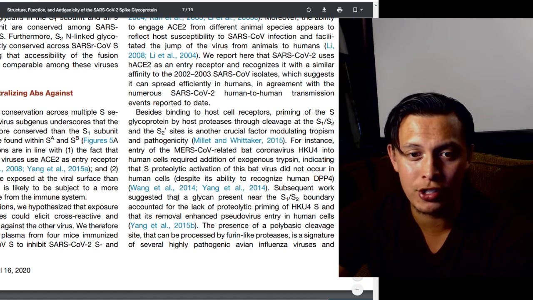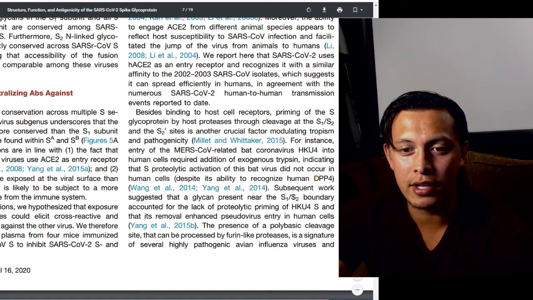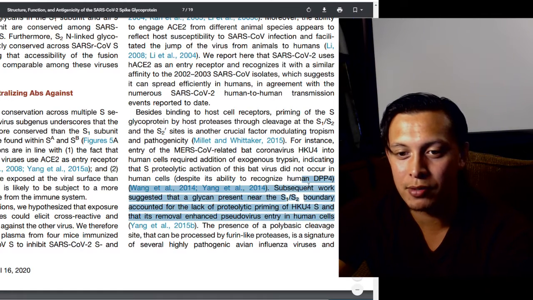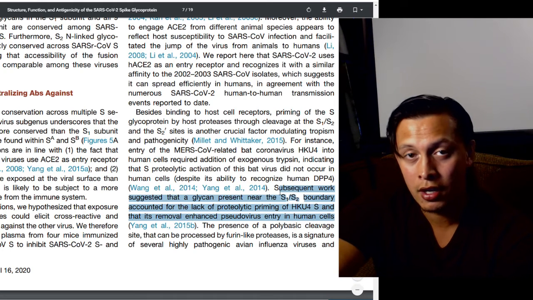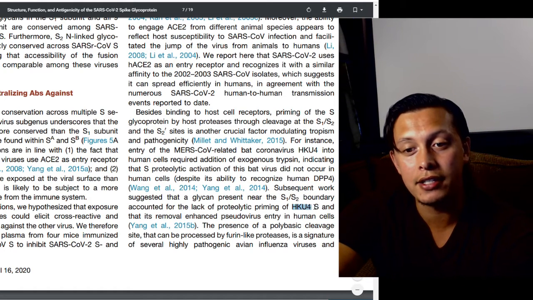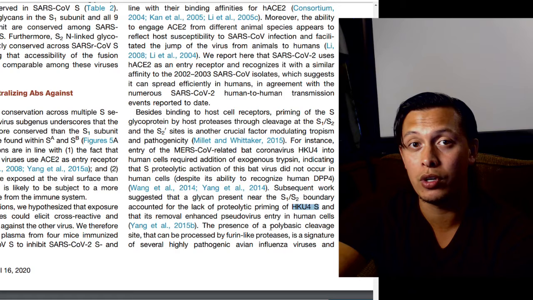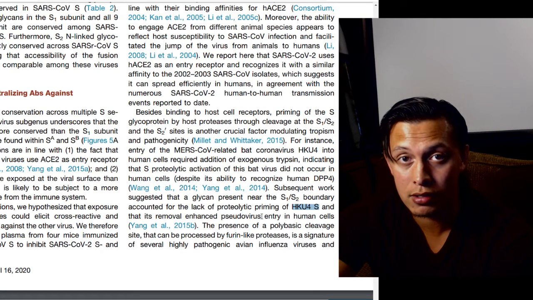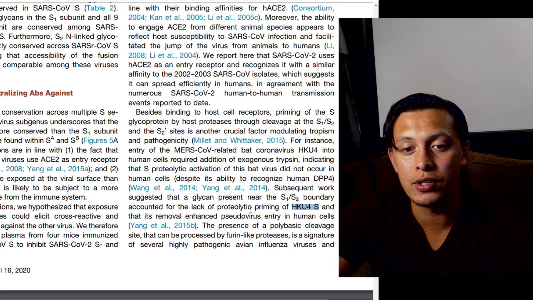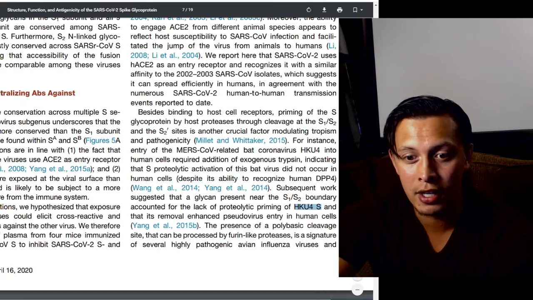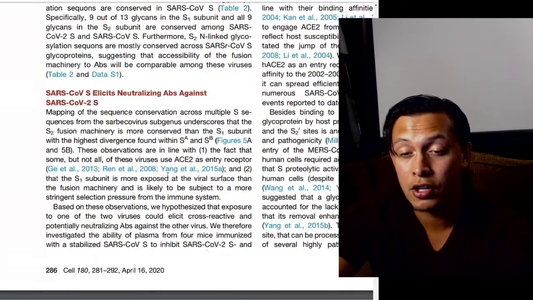So subsequent work suggested that a glycan present near the S1/S2 boundary accounted for the lack of proteolytic priming of HKU4 spike and that its removal enhanced pseudovirus entry in human cells. Oh yeah, this is important. So here they're saying that one of the reasons why this HKU4 spike protein was unable to let the virus enter human cells was because there was a site very close to the cleavage site that made it difficult for proteases to work on it.